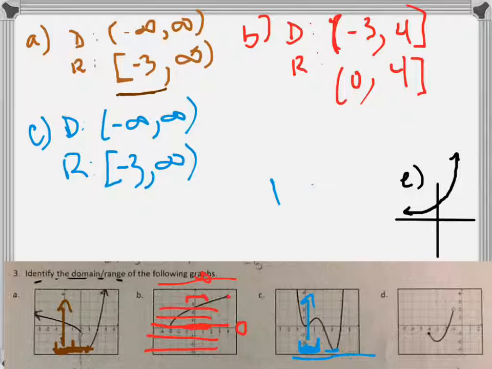Part D. What color you want, Adam? Let's go with magenta. I don't know what that is, but I think that's a purplish color.